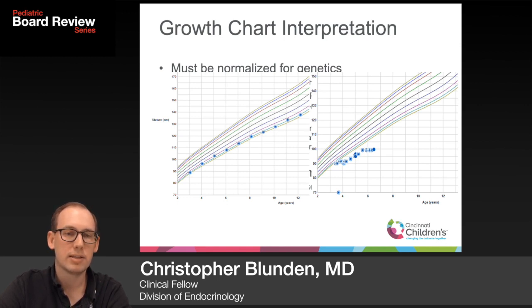The other point to make is on the left, even though the growth velocity is normal, if the parents and the midparental height would predict that that child should be in, for example, the 90th percentile, then maybe growing normally along the 5th percentile is not a normal state either. So again, instead of looking at one particular point or one particular percentile, it's critical when evaluating growth to incorporate all of those different thoughts and all of those different points on the growth curve.